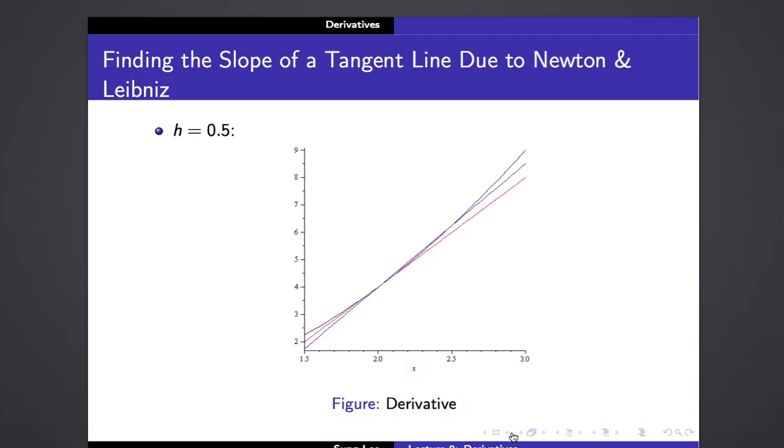Now this time we are going to choose h equals 0.1, an even smaller value. And as you can see, the line in blue gets even closer to the red line. And now I'm going to choose a much smaller value of h, even closer to 0. That's going to be h equals 0.001. Let's see what happens to our eyes.